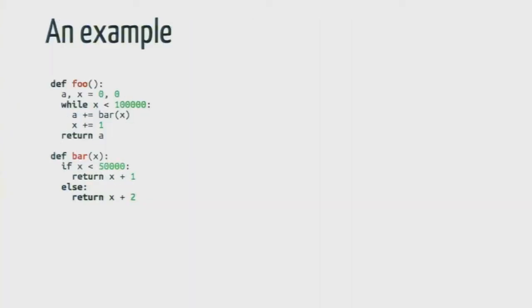Well, I'm just going to walk through it quickly for those who cannot read it. So basically, you have a foo method. It takes an accumulator and a counter, which is x. Usually, you would write something like that with range, but I just use a while loop to avoid making a function call, to keep things simple.